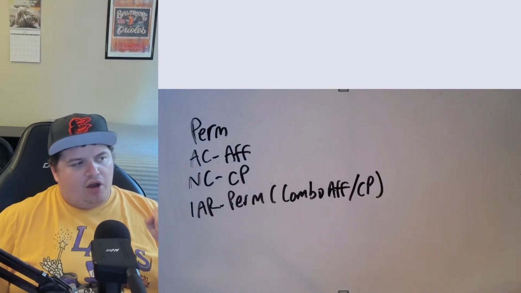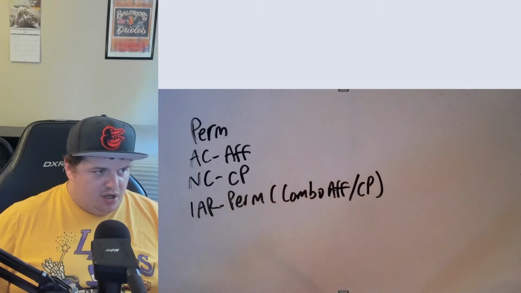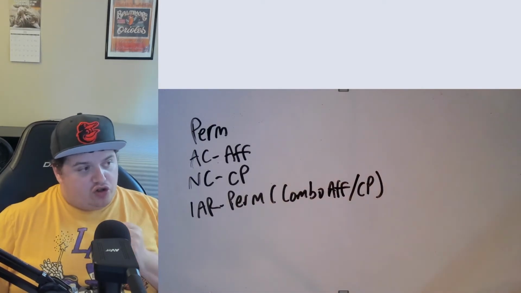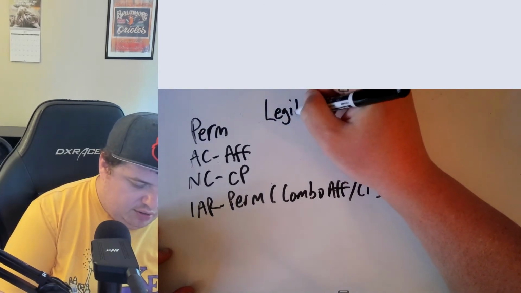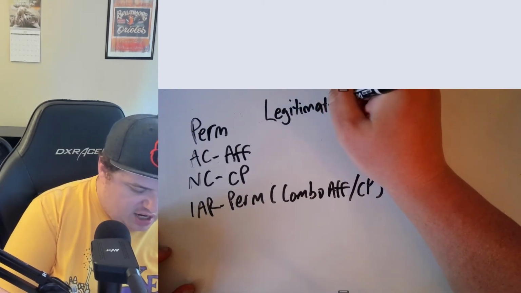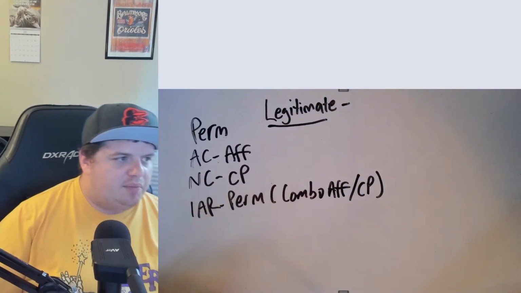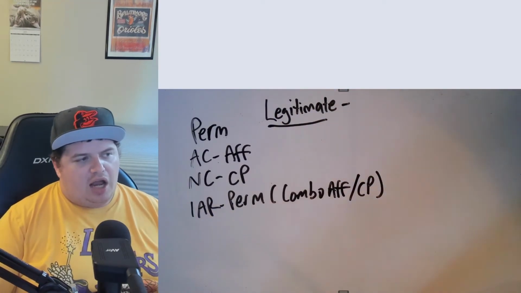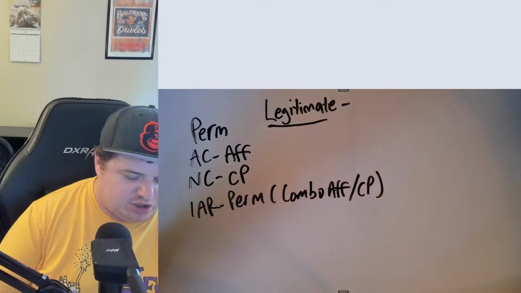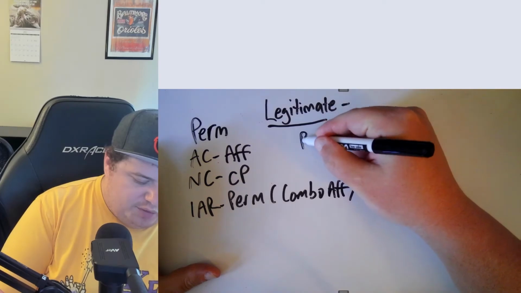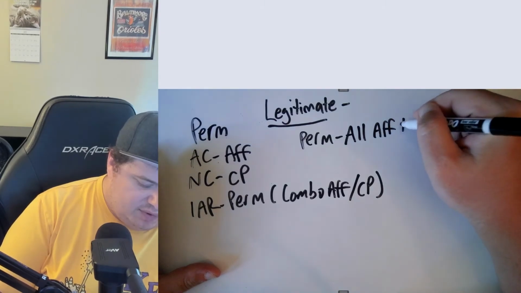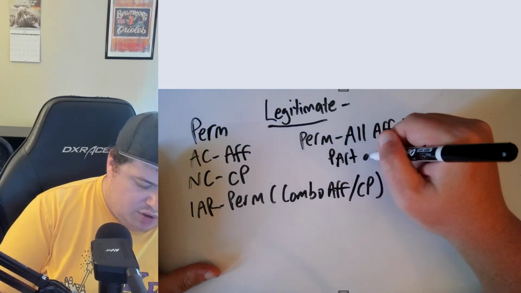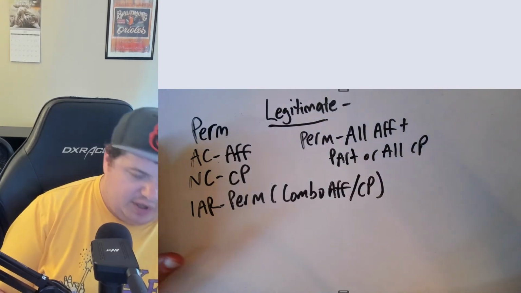Now, there are multiple types of permutations, and I'm going to break them down. The first one that I'm going to go through is what I am going to call a legitimate permutation. You could disagree with this. You could say what is and isn't legitimate, but generally speaking, I would refer to this as a legitimate permutation. And that would be a permutation that does all of the affirmative and part or all of the counterplan.